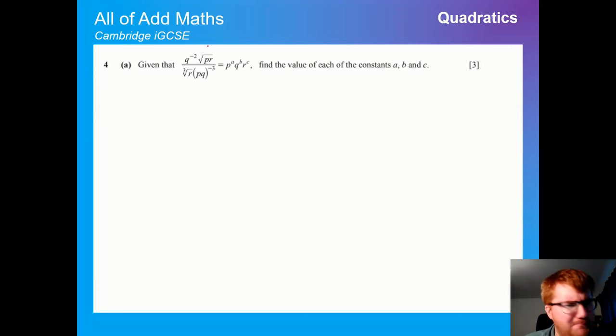So we're given this very horrible expression, q to the power of minus 2 root pr over the cube root of r, brackets pq to the power of minus 3.